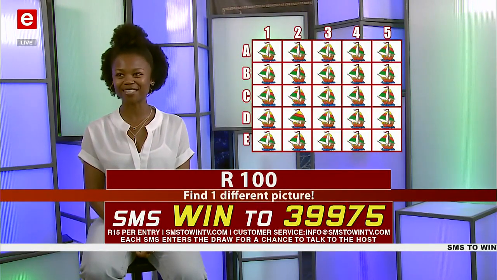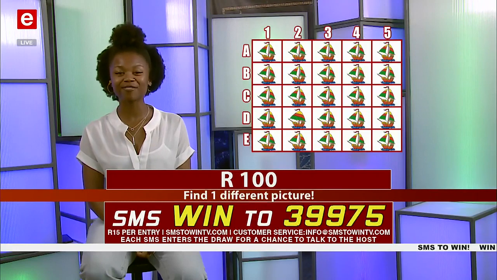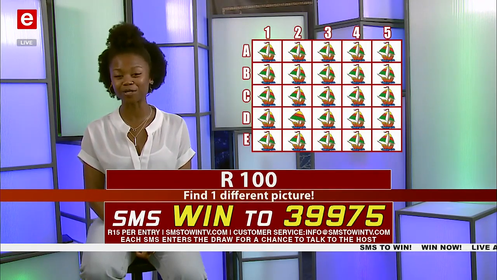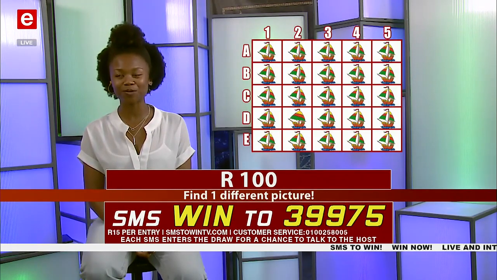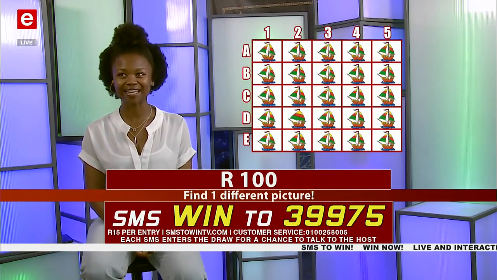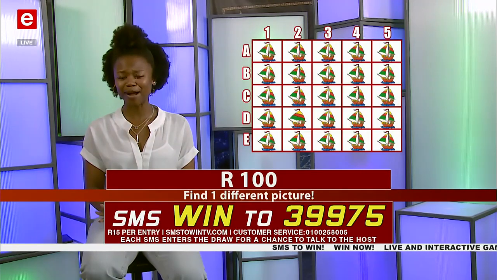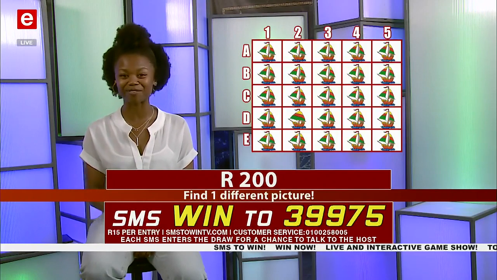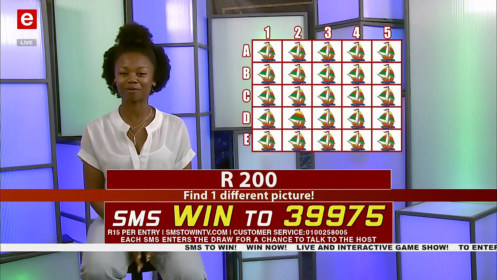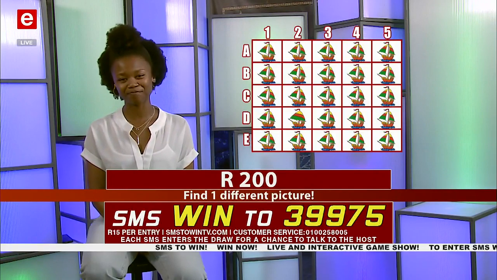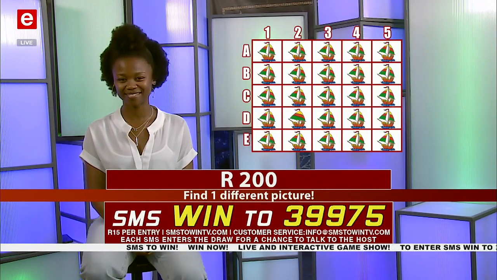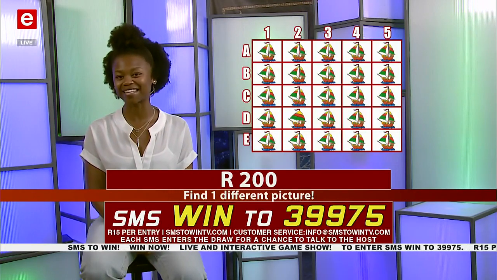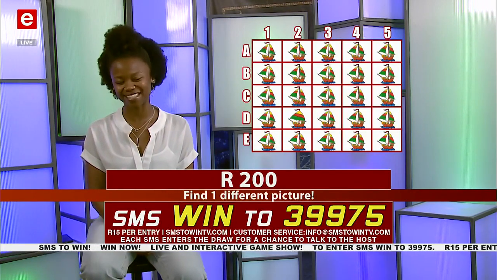Okay, now we're moving on to the next game. We still have 25 pictures, and it's still one different picture, and you're going to win 100 rands. Just SMS Win to 39975. Okay, let's double the price and put it up to 200 rands. So the next winner gets 200 rands if you can find one different picture from the 25 pictures on your screen. If you find one different picture, just SMS Win to 39975. That's 39975.